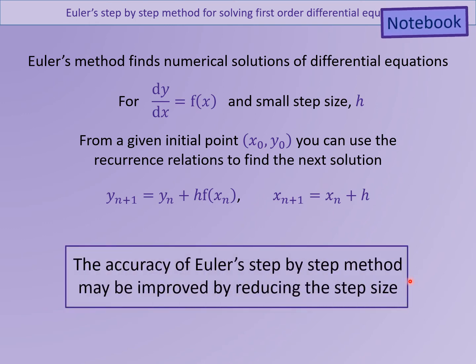And as I've already mentioned, but it's worth putting down in your notes, the accuracy of the Euler step-by-step method can be improved if you reduce those step sizes. So if the step size, let's say, is 0.2, reducing it down to 0.1 improves Euler's step-by-step method. But the more you reduce it down, the more difficult all the number crunching becomes. Okay, pause, get down what you need.